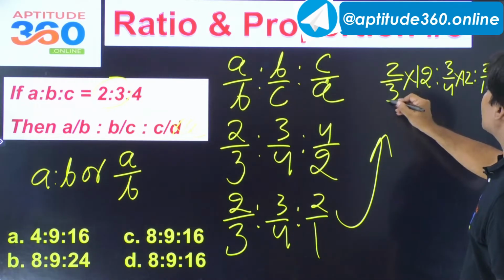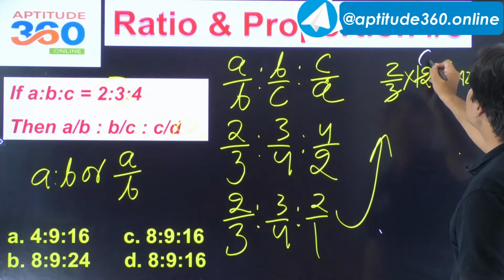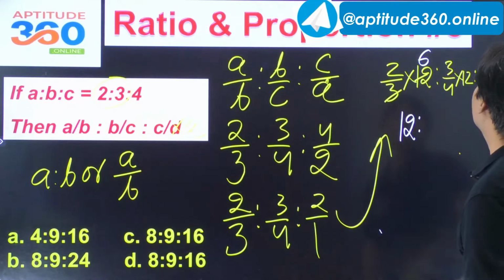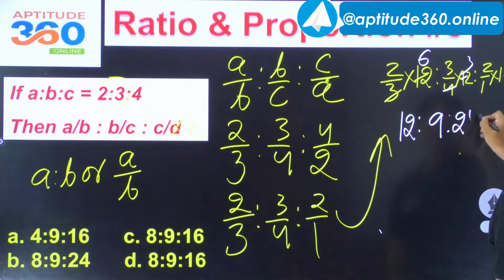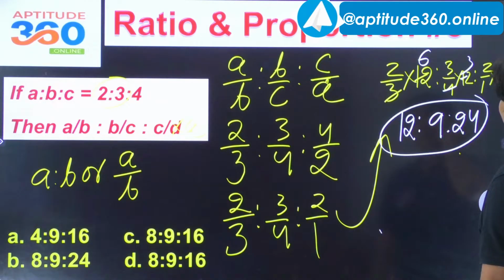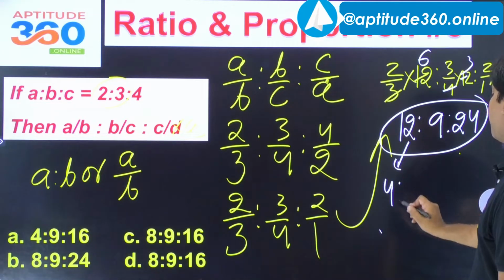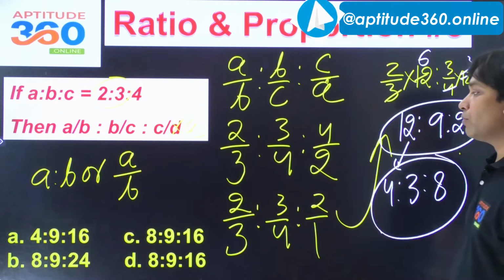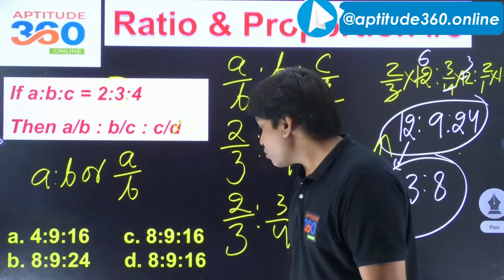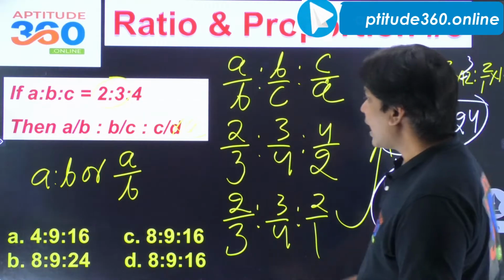Now this one comes out as, let me change the color of the pen, this one comes out as 6, which is 12, and this is 9, and then this is 24. Do we still have something which is common? Yes, we have. We've got 3 common, so this is going to be 4 into 3, 3 into 3, and 8 into 3. This is the final ratio. 4 is to 3 is to 8. Did I make a mistake here? I did not make a mistake, right?